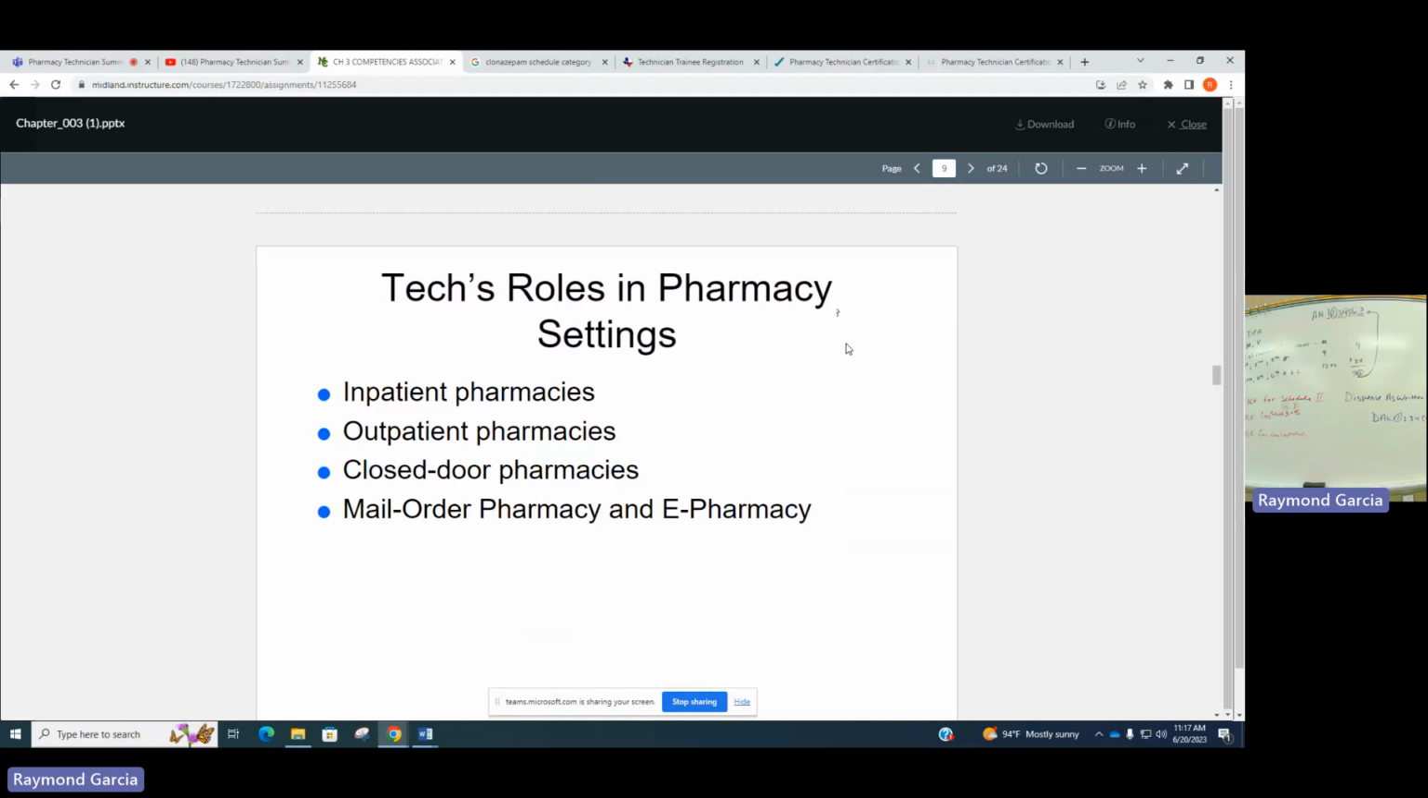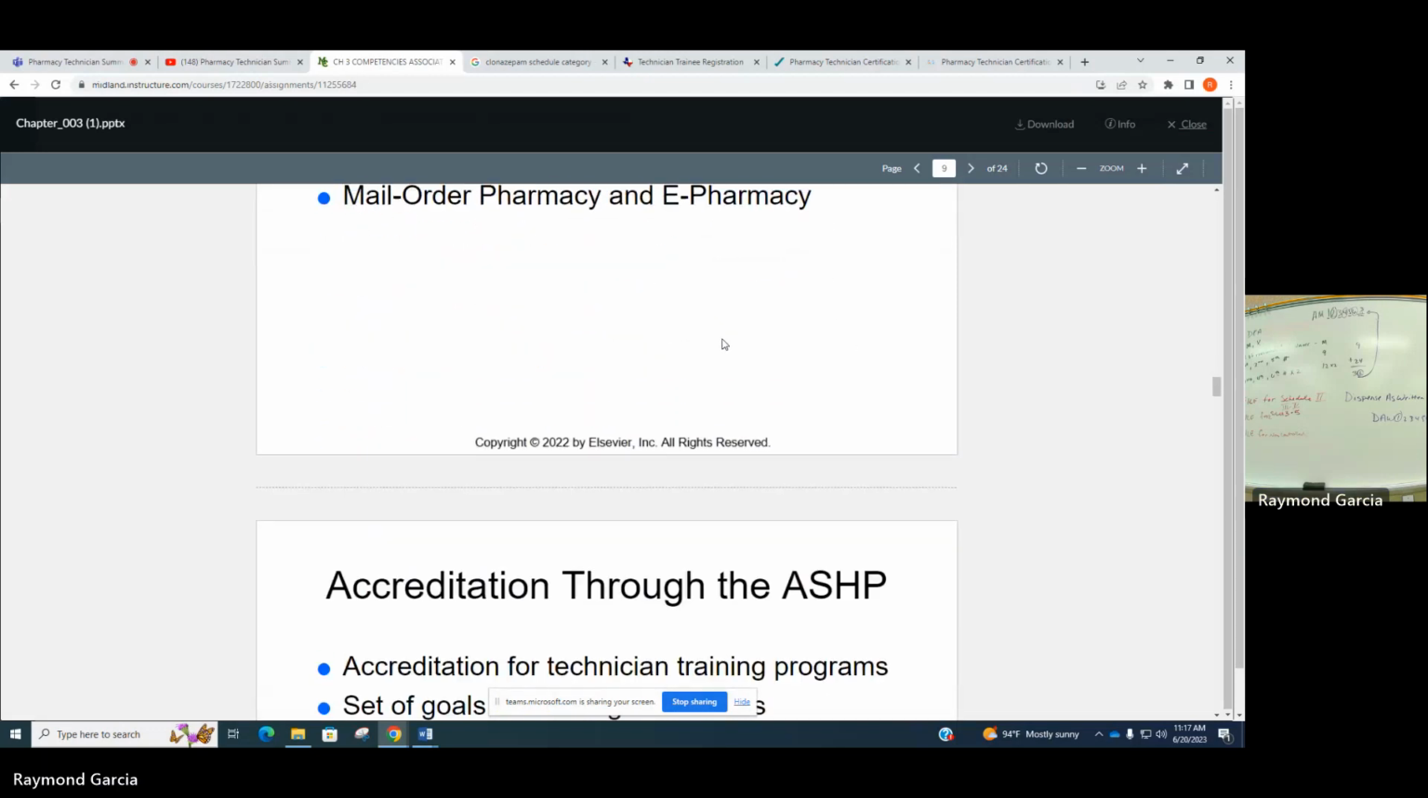So those are sometimes compounding pharmacies. Medical center pharmacies, not closed door, but they do compounding in the back. A lot of pharmacies don't open their doors to the public. They only do some compounding for individuals where they ship them out. And then you also got your mail order pharmacy and e-pharmacy. All right.